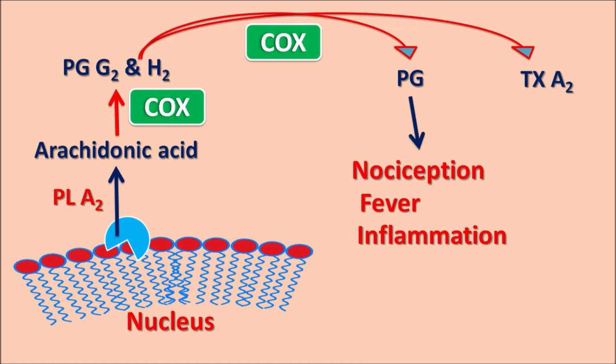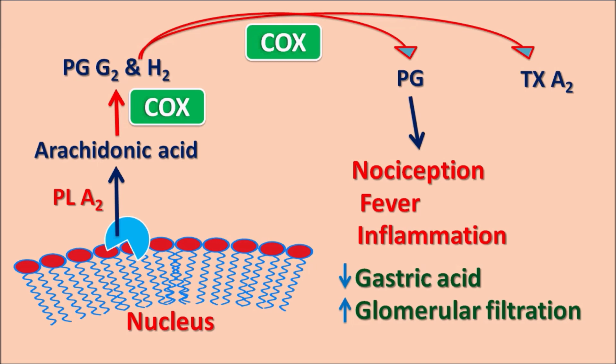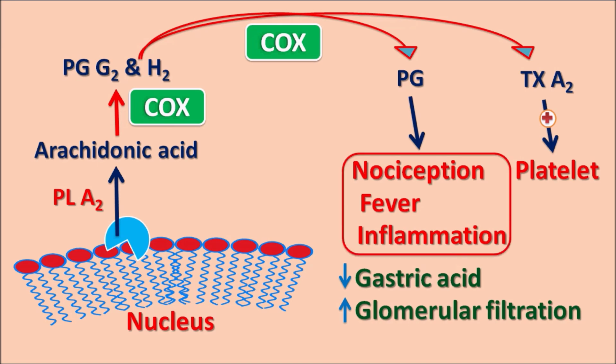And apart from these three pathological roles, the prostaglandins are also having a few beneficial effects. Particularly prostaglandin E2 and I2 are going to control the gastric acid secretion from the gastric parietal cells, and they also increase the glomerular filtration. In this way, prostaglandins produce variable effects, and they can also decrease the platelet activity. On the other hand, the other mediator is thromboxane A2, which is going to increase the platelet activity. In this way, the COX pathway can produce mediators which produce variable effects on the physiological systems. But here the three important pathological actions are nociception, fever and inflammation, mainly produced by prostaglandins.